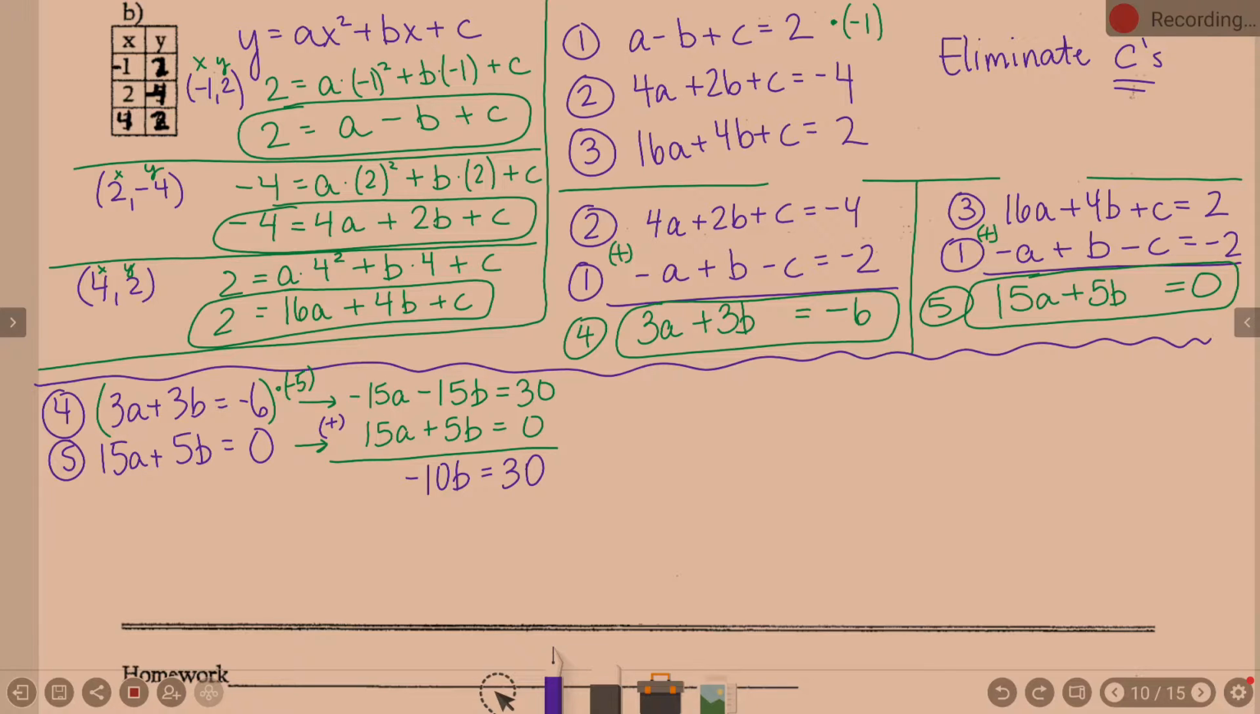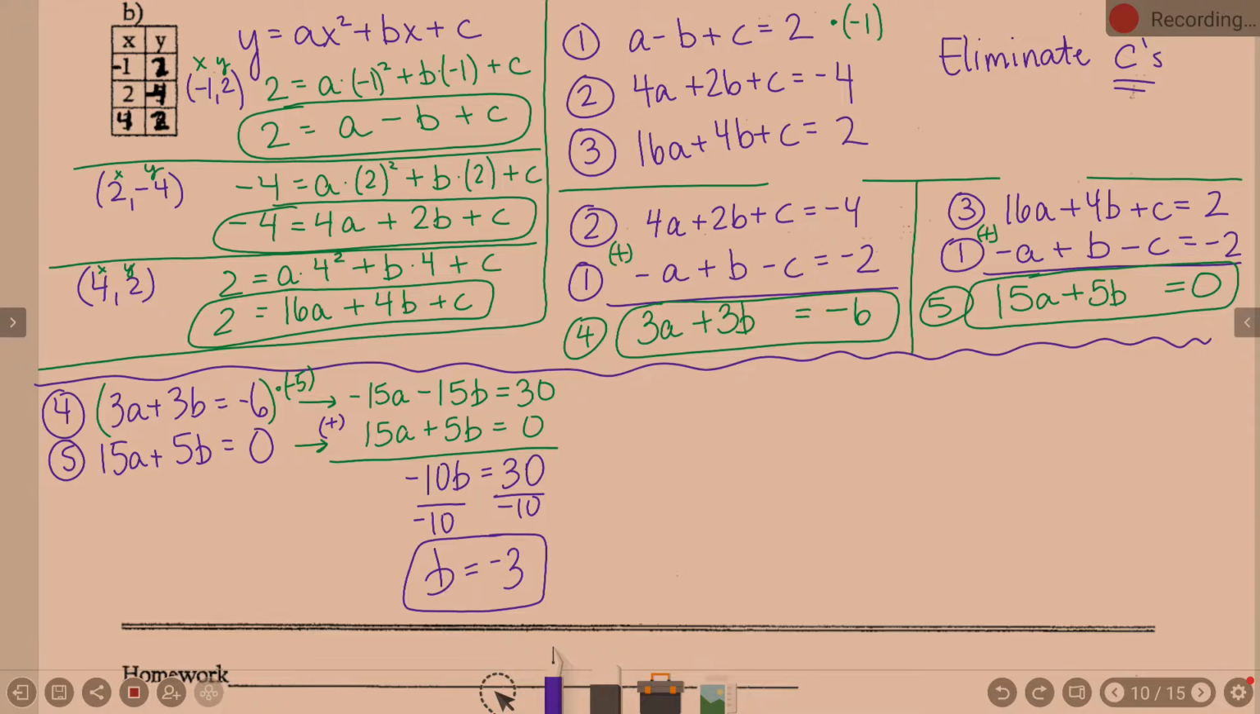Okay, almost there. If it's negative 10 times b, to solve for b, divide by negative 10. And so 30 divided by negative 10, b is negative 3. And this is a more enjoyable problem than the one we finished off with yesterday, right? Because that was fun fractions. But this one works out nicely.